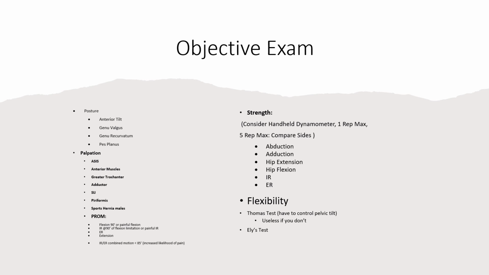And so you want to be able to compare both of those sides. Looking at the strength, handheld dynamometer, you could do a 1 rep max, you could do the 5 rep max, compare both sides. You can see if you got that bell-shaped curve there to determine if there is anything else going on from a malingering standpoint as well. And obviously you want to test all of those different muscle groups, looking at flexibility, looking at Ely's test, rectus and the quad, and then going back into the Thomas test. And please, guys, control the pelvis in this case. Otherwise, it's completely useless if not.